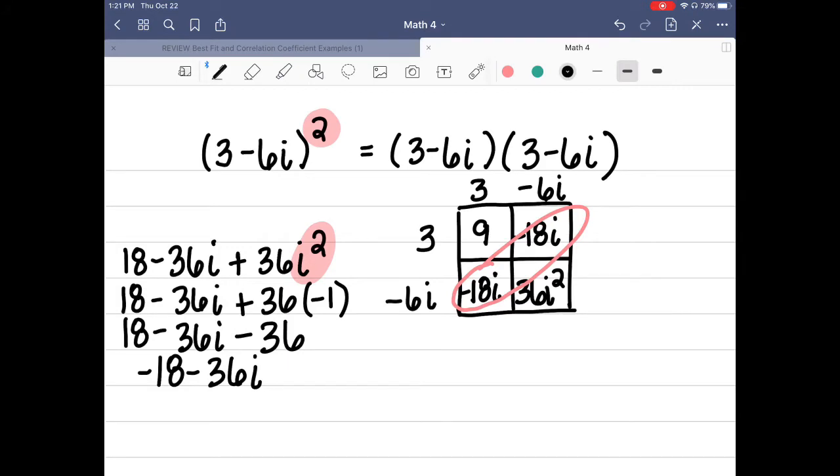So again, whenever I have parentheses squared, I'm just going to write that twice and multiply the same binomial times itself.